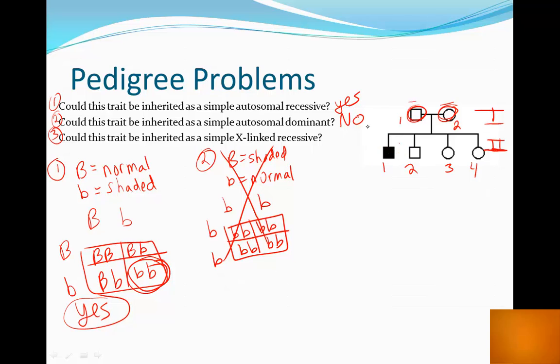Again, let's erase so we can look at number 3. Could this trait be inherited as a simple sex-linked recessive trait? Now we'll change our key from problem 1. XB would be normal or unshaded, if you will. X little b would be the shaded individual.